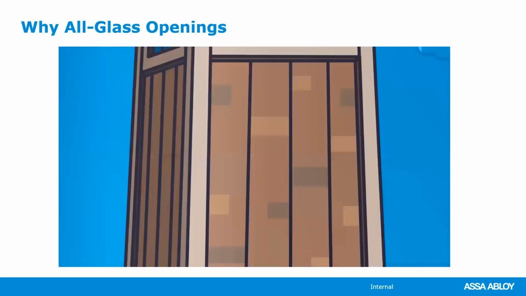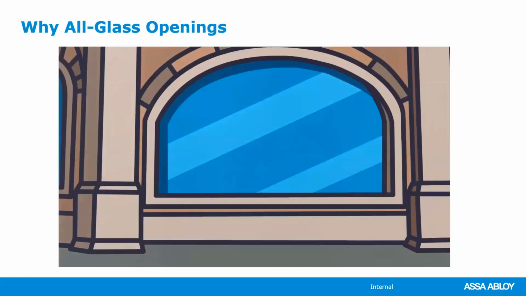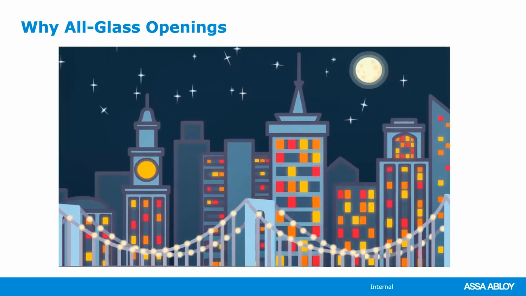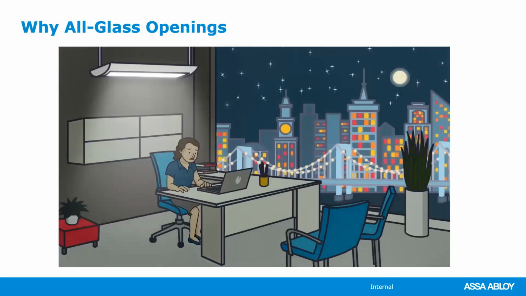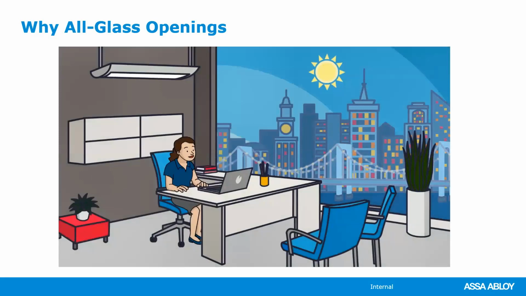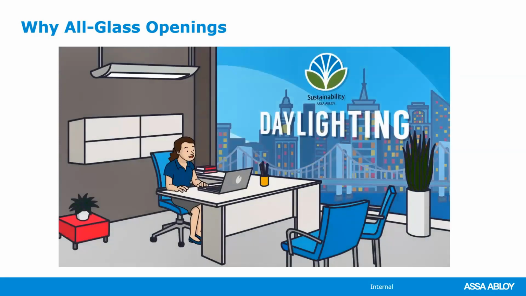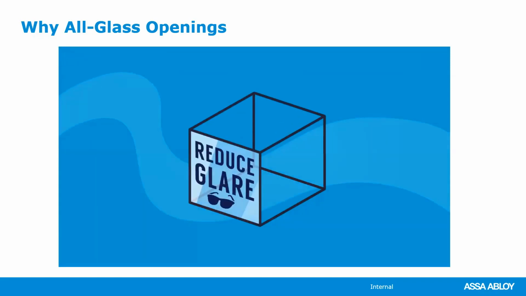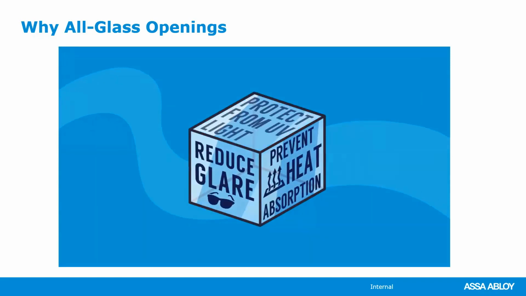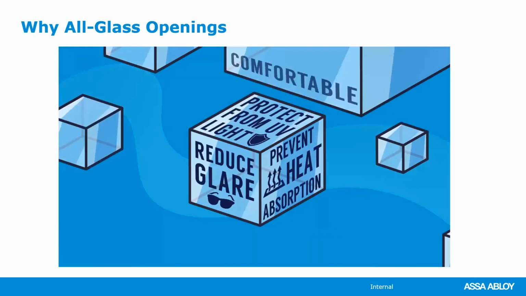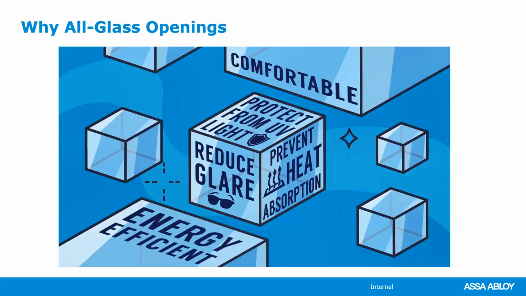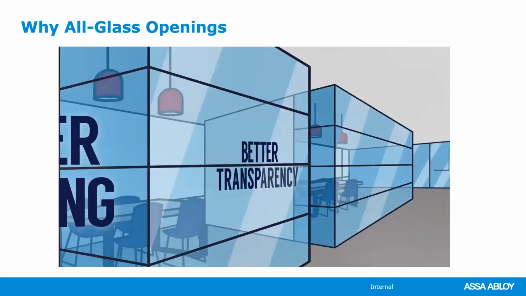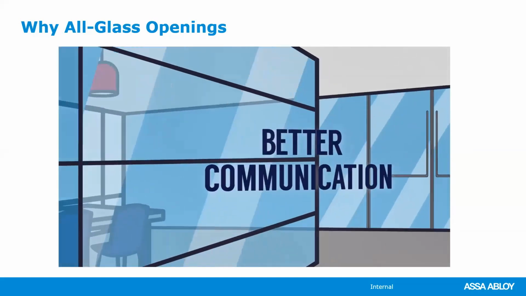Glass has been a highly desired construction material for hundreds of years. It's an affordable, lightweight material that allows the beauty of the outdoors to come inside. Research shows that by incorporating natural daylight within a building, a strategy known as daylighting, occupant satisfaction and performance can be improved. Glass can be treated to reduce glare, prevent heat absorption, and provide protection from UV light, all helping make a building comfortable and energy efficient. And glass within the interior of an office space provides for better lighting, transparency, and allows for improved communication.